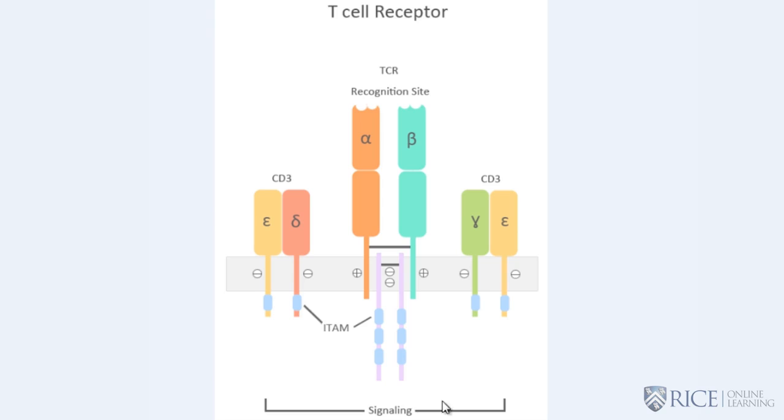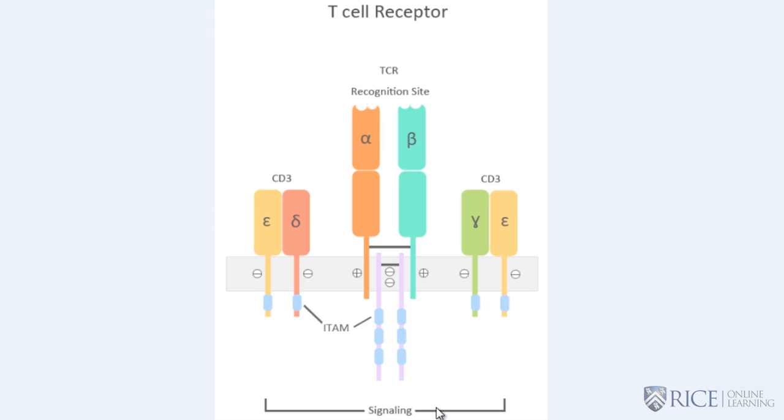The ITAMs function in much the same way that they do in the beta receptor. We're going to see that they attract tyrosine kinases and the autocatalysis of the transfer of phosphates, and the phosphates will then get transferred elsewhere, and that's going to lead ultimately to the activation of the whole cell.